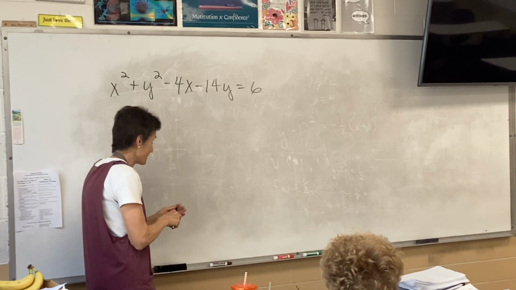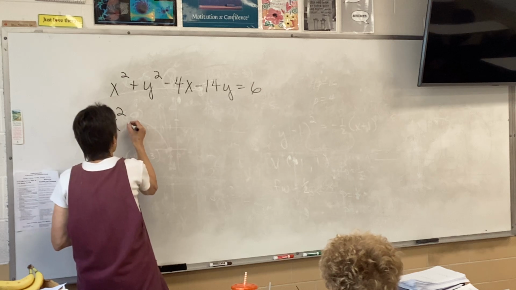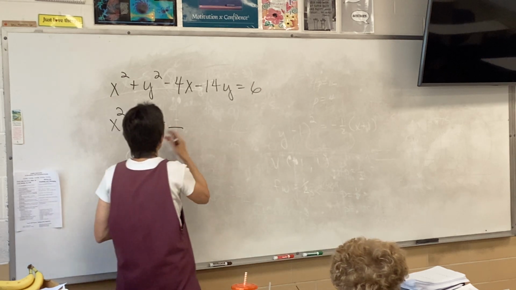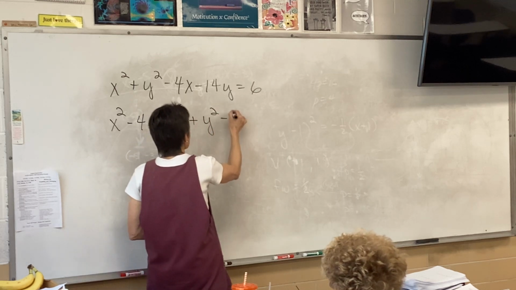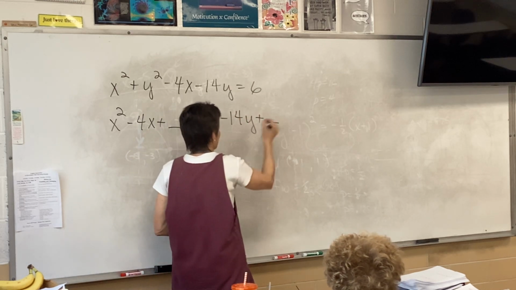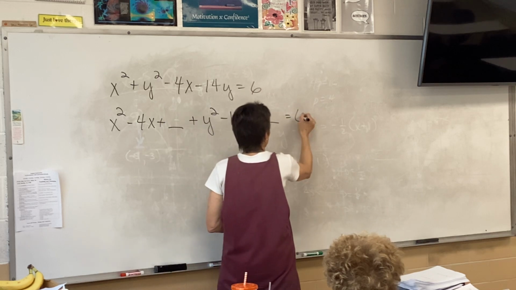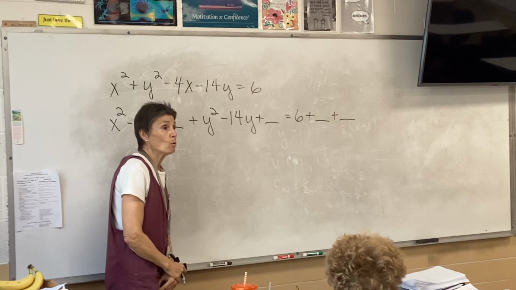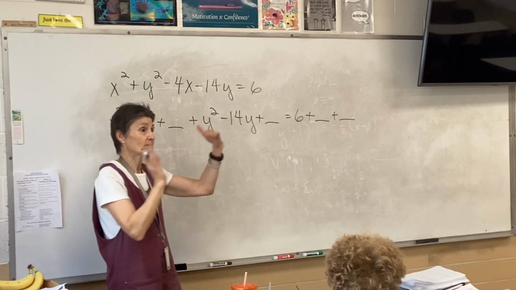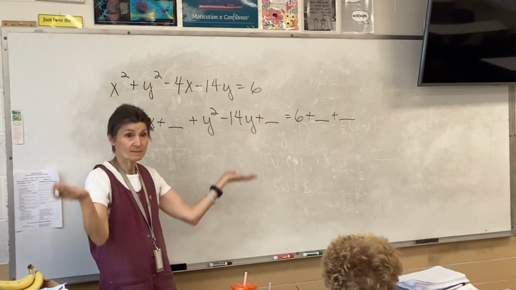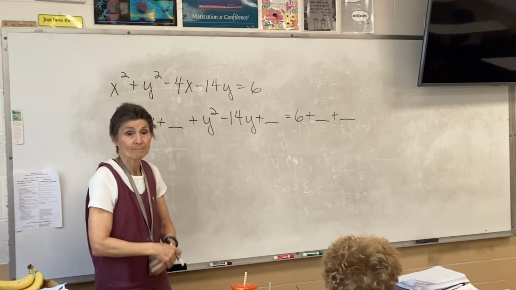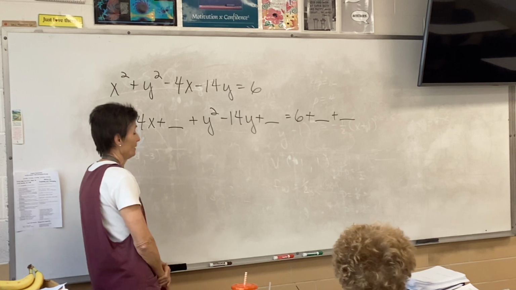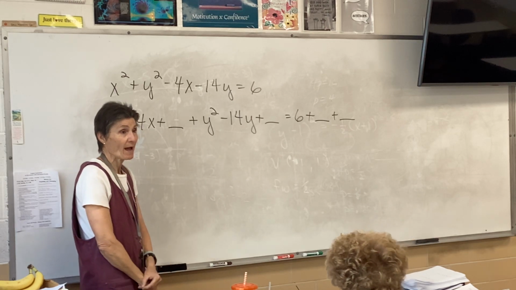Put all the x's together and leave a blank, because you know we're going to be finding a new number. And we're gonna put our y's together and leave a blank. The 6 is already over there, so we're just going to leave it there. And of course, if I have 2 blanks on the left, I have to have 2 blanks on the right, because this is an equation. Okay, so here we go. I gotta fill in these blanks. Who remembers how that works?